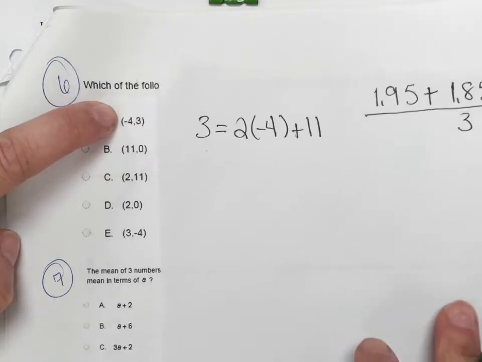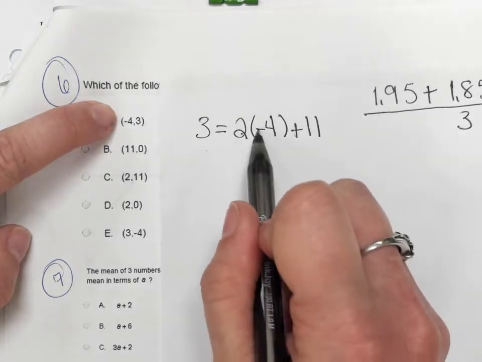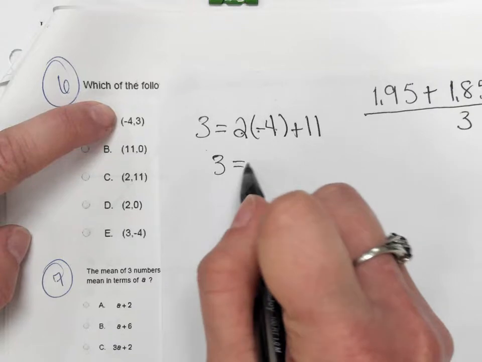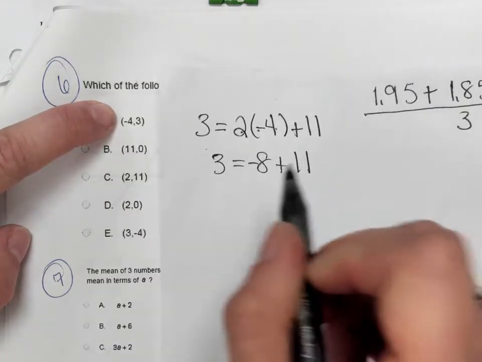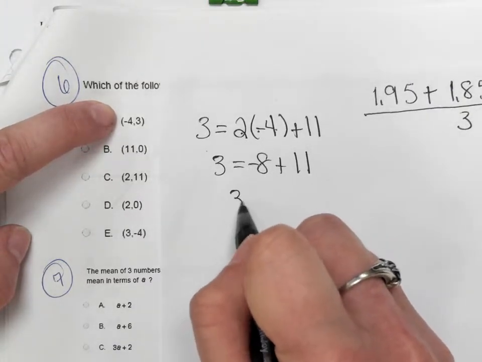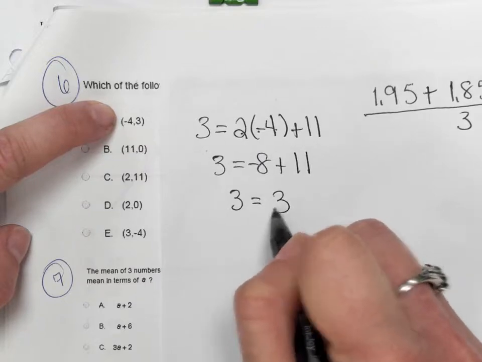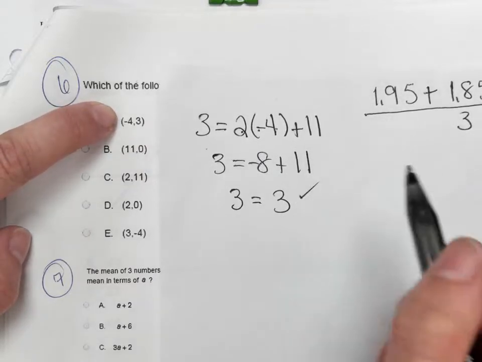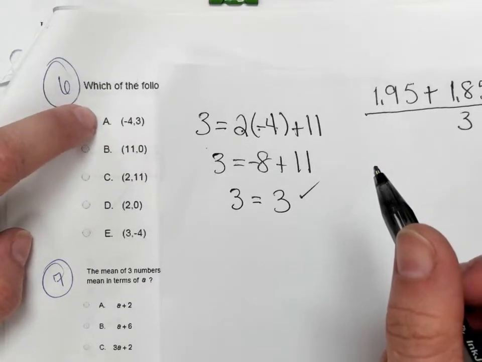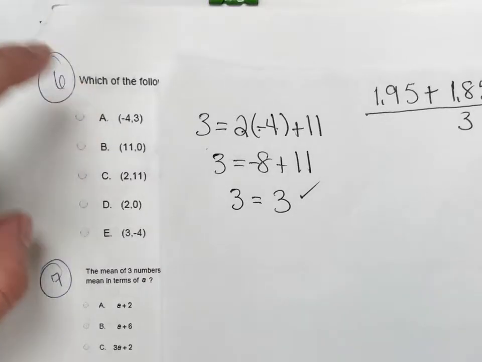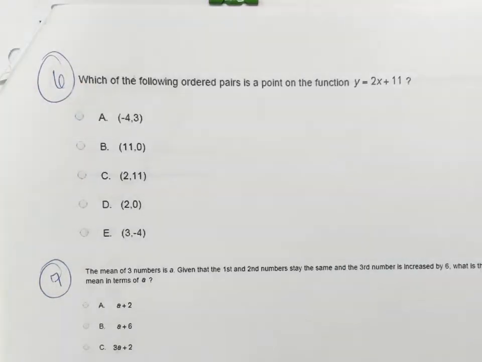All right, let's see if that equals. What's 2 times -4? -8. What's -8 plus 11? 3. Is that true? Does 3 equal 3? Yeah. So what's my answer? A. Very good. Well, that was easy enough. That was the first one.